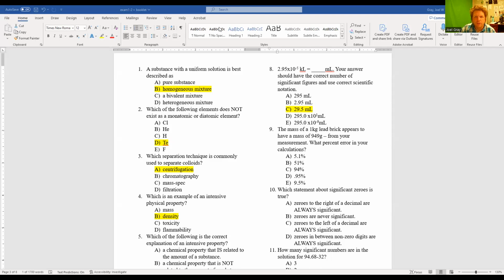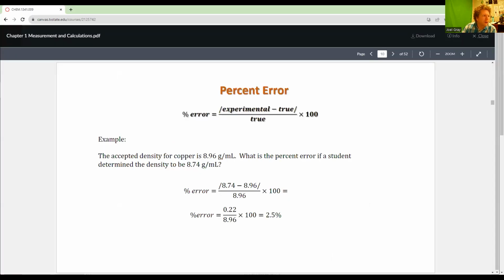So to think about this question in a different way, let's go back to the PowerPoint. Percent error is calculated by your experimental value, which in our case was 949, versus the true mass. So 949 minus 1,000. Then I'm going to divide that by my true mass, which is 1,000, and multiply this by 100. And that's where I'm going to get negative 5.1.